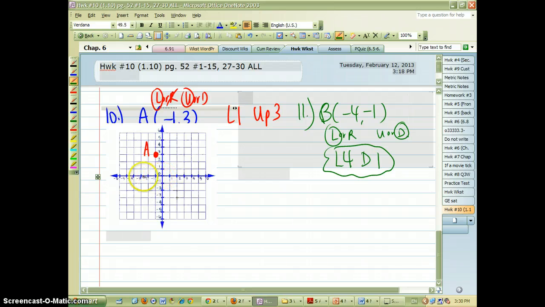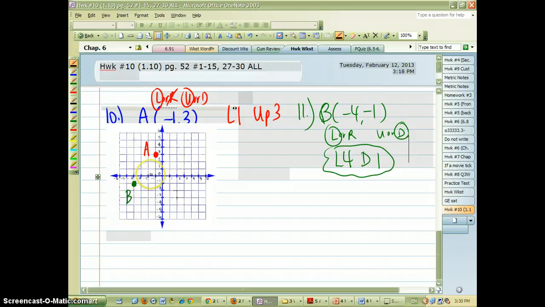I'm going to go left 4, I'm going to move there. Then I'm going to go down 1. So I'm going to end up right here. And that's going to be letter B. And I put a dot there, and I put a B there. That's my coordinate for number 11.